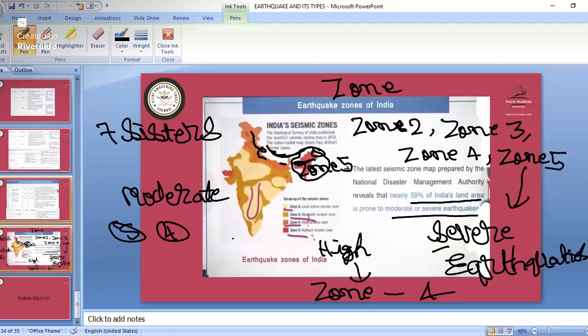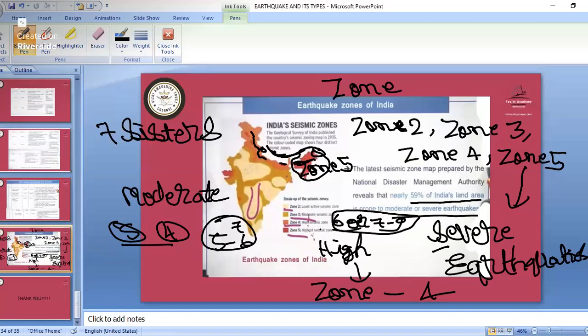Remember that high earthquakes will be from 5 to 6, or sometimes they give it as 7. Then severe earthquakes will be 6 or 7 to 9. So that much will be the severe earthquakes. Moderate will be between 4 and 5, and before that moderate, the least, will be less than that. So we have divided the zones by intensity.